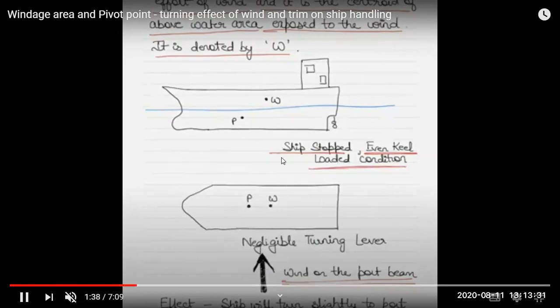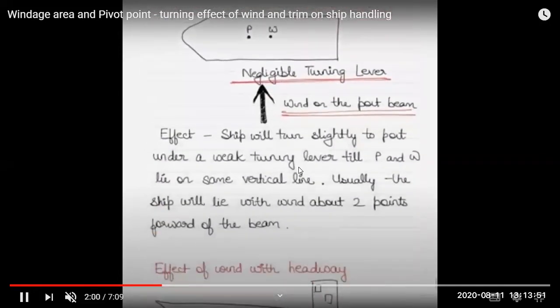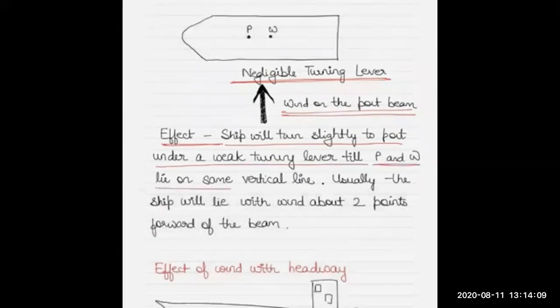Maybe it will move bodily towards the leeward side. Now wind is on the port beam, as you can see. In our last berthing case, we saw offshore wind was on the port beam. So it will take like this. Now in this case, the ship will turn very slightly to port, but it will be negligible because there is a very weak turning lever, which is the distance between P and W.